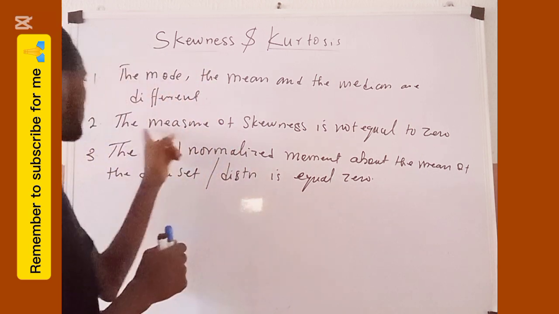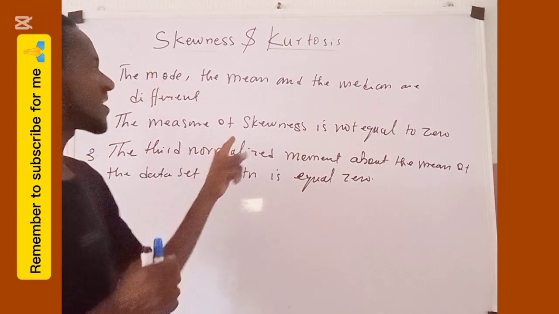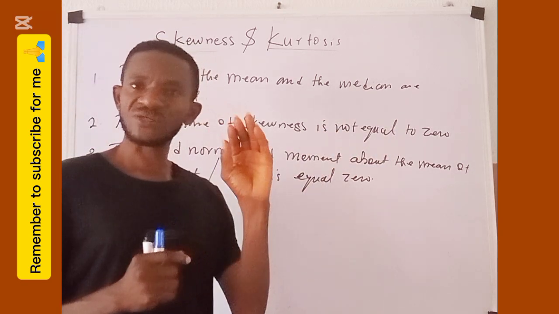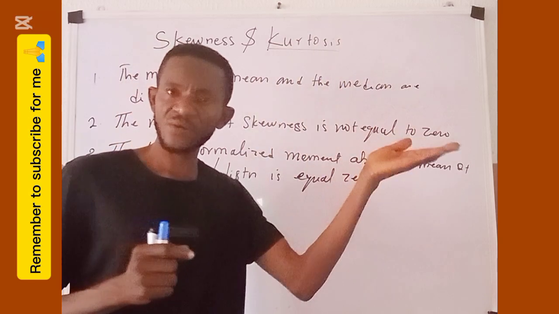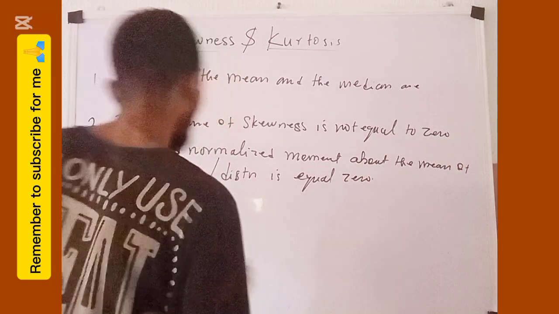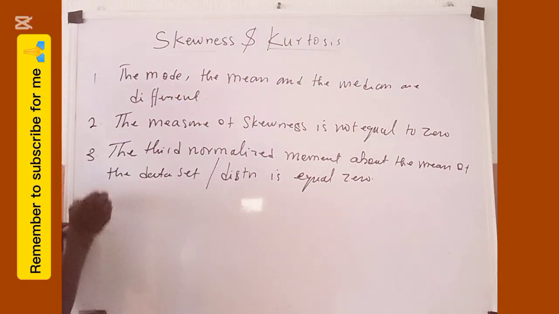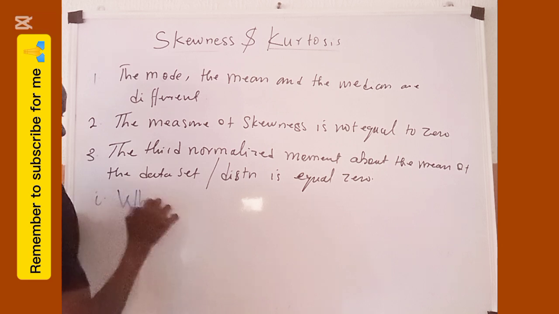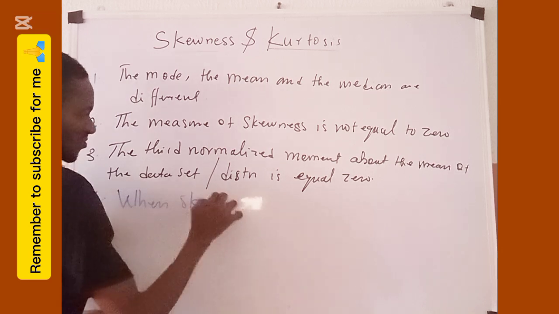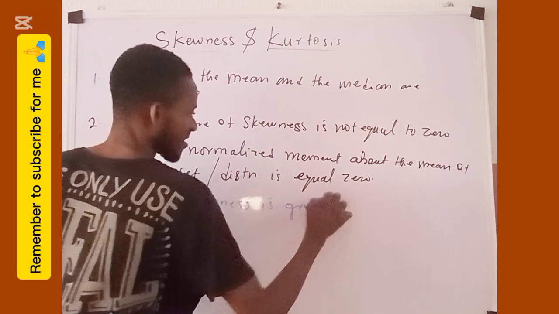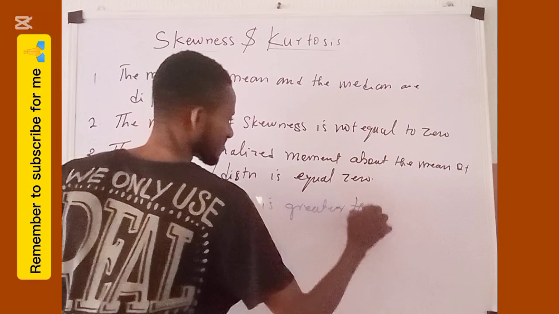Then we come to this particular number 2, where we say that the skewness is not equal to 0. So we are going to look at it as 2 conditions. What happens when the skewness is greater than 0? What happens when the skewness measure is less than 0? So we start with the first condition, let me call it I. When skewness is greater than 0.